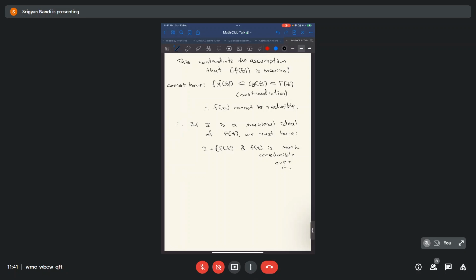The converse can be easily proved. It is elementary and I will not bother proving it here. The converse is, I'll just state it: if f is irreducible, then (f(t)) is maximal in F[t].